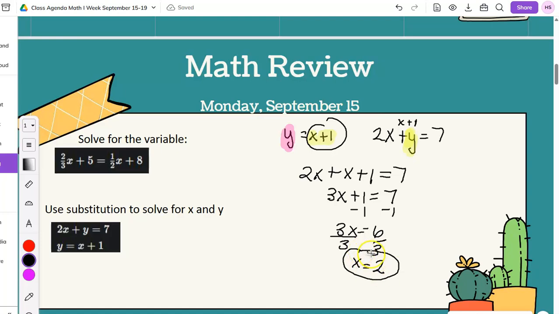Yay, x equals 2, but I'm not done. I need to actually find out what y equals other than this expression. So I'm going to go y equals x plus 1. And now instead of x, I'm going to plug in 2. So y equals, instead of x, we know x equals 2. So 2 plus 1, y equals 3. My ordered pair is (2, 3). (2, 3) means that for these two expressions, when they are exactly the same, it's at ordered pair (2, 3).